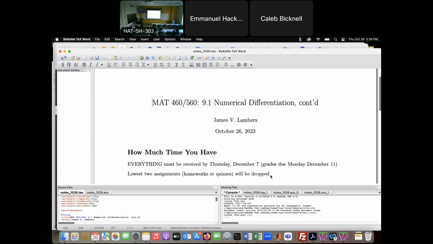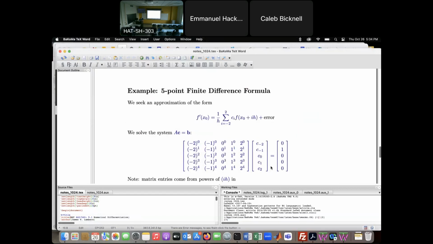Okay. All right. Now, before I jump to today's material, still the same topic, numerical differentiation, I want to bring back something from last time. This is an example that I presented last time, a 5-point formula for approximating the first derivative that uses values of f at x naught and then plus or minus h and plus or minus 2h, where h is the spacing.